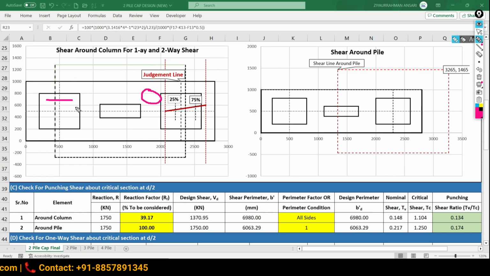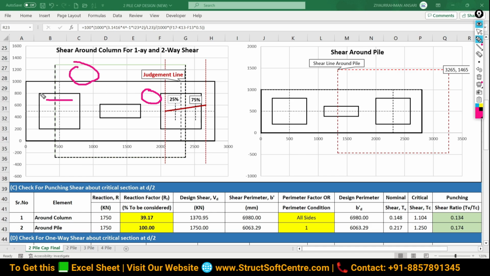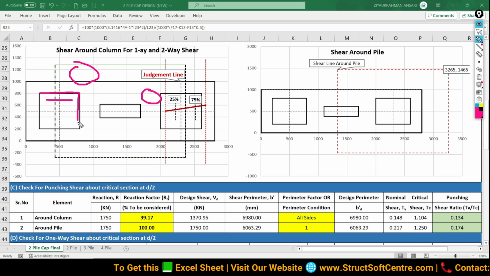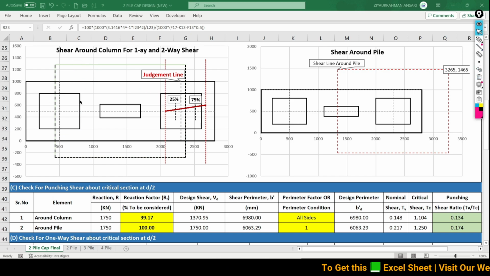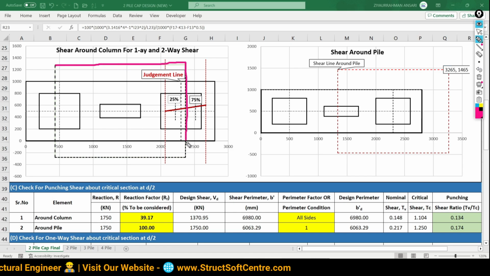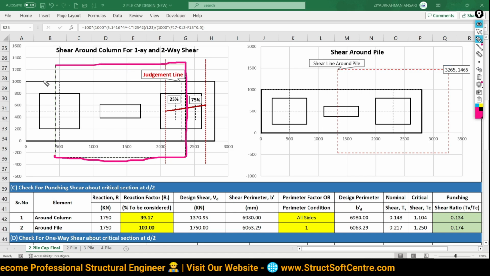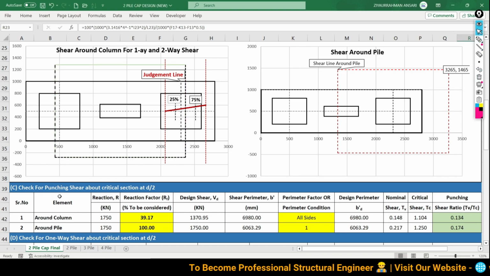So here try to understand, due to some limitation we are unable to represent the pile by a circle. That's why we have presented the pile by a square or rectangle. Okay, this is the limitation of preparing it. That's why we have not created it as a circle. Just consider this point: you have to consider it as a circle. Sizes are the same. Now this is the punching area line at a distance of d by 2 from the face of the column.